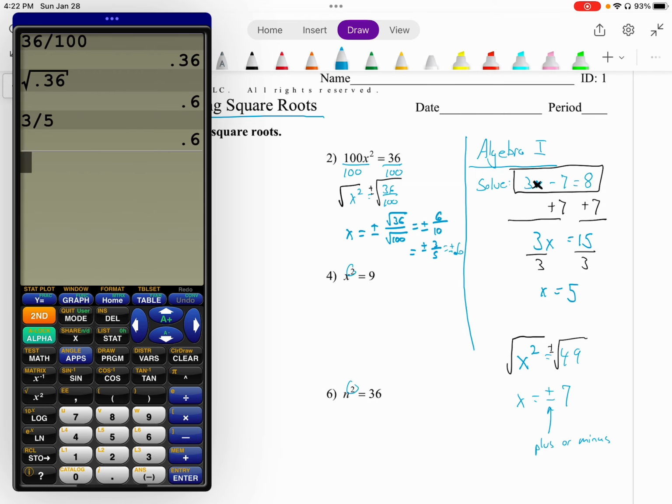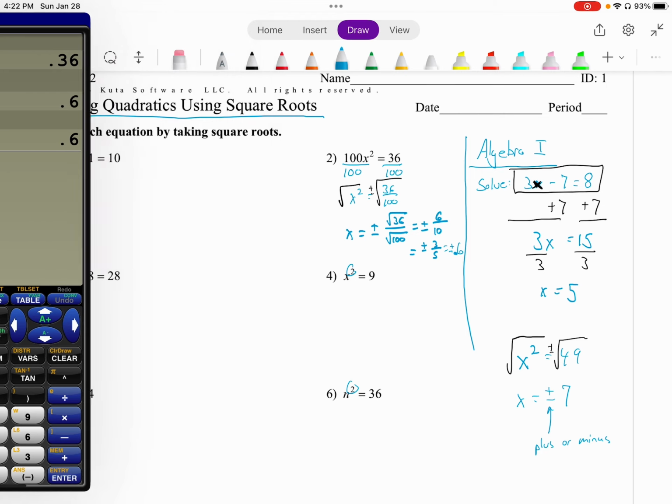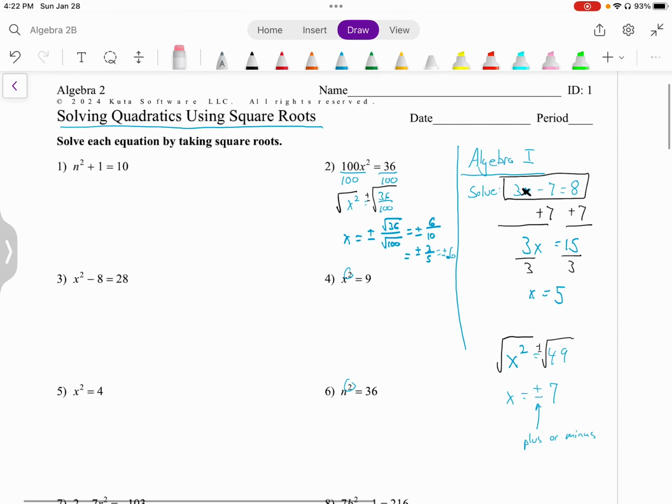All right, the next one here, we have x squared equals 9. This is very simple, because there's nothing to add, subtract, multiply, or divide to start with. We can just take the square root of both sides. And remember, when we do the square root, we put a plus or minus next to the number part. The square root and the square cancel, and we're just left with x. Then the square root of 9, so we still have plus or minus, the square root of 9 is 3.